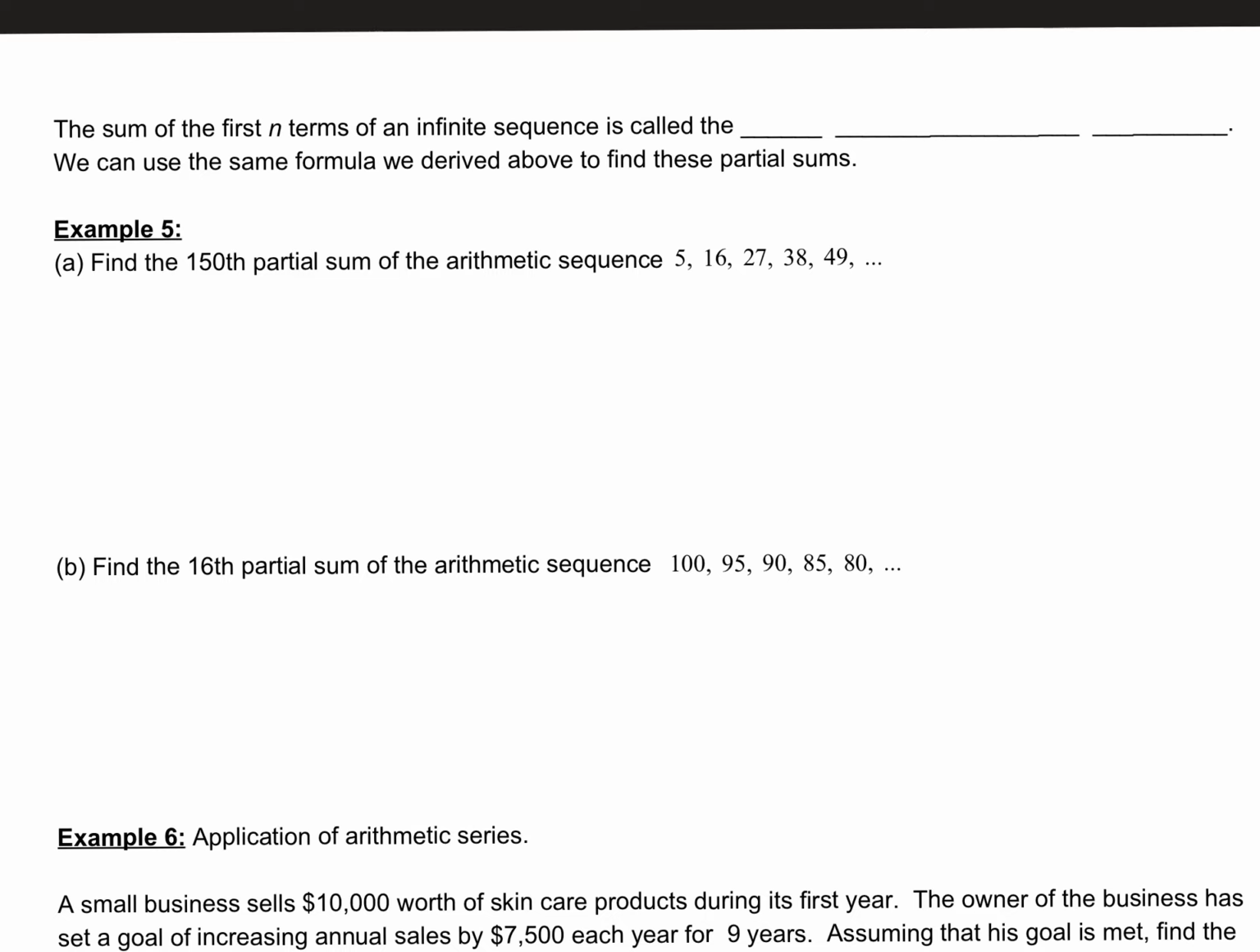So when I help you fill in the blanks here, you're going to kind of say, well, duh, Mrs. Kopp. The sum of the first n terms of an infinite sequence is called the nth partial sum, because we're talking about the sum of the first n terms. And again, partial sum because we're not finding the whole sum of that infinite sequence. We're only finding part of the sum. We're going to use the same formula we derived above to help find these partial sums.